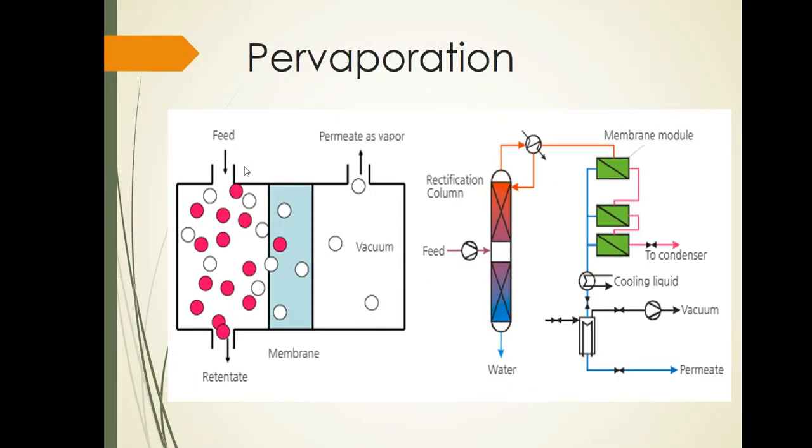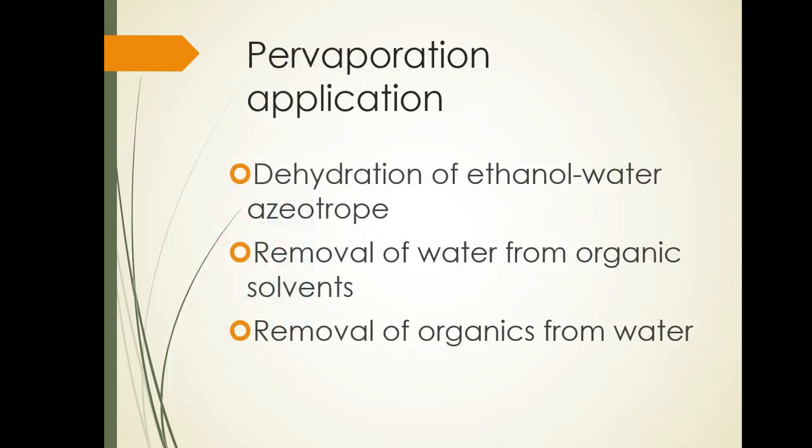Okay, so you have here the feed, which is liquid. Those that did not pass through the membrane are referred to as the retentate. Those that pass through the membrane are vaporized, so your liquid feed was partly vaporized, and your permeate is in the form of vapor. Feed is liquid, but the permeate is vapor in the case of pervaporation. Applications include dehydration of ethanol-water mixtures, removal of water from organic solvents, and removal of organics from water. So vice versa of the last two.